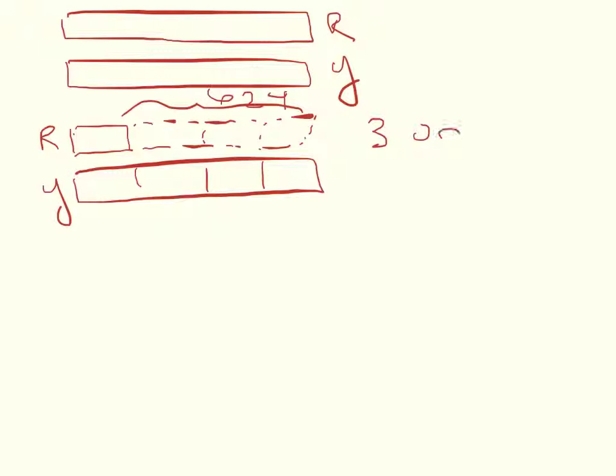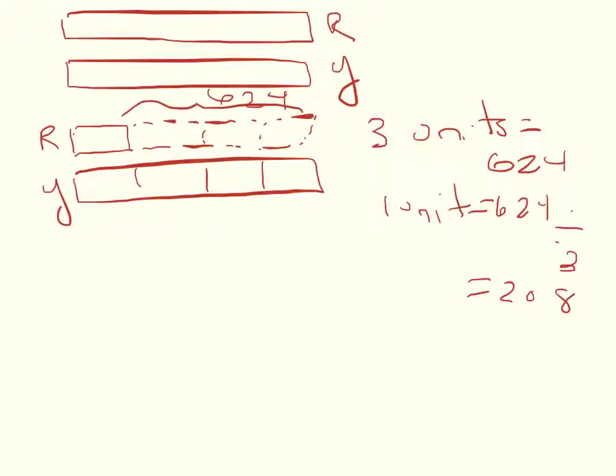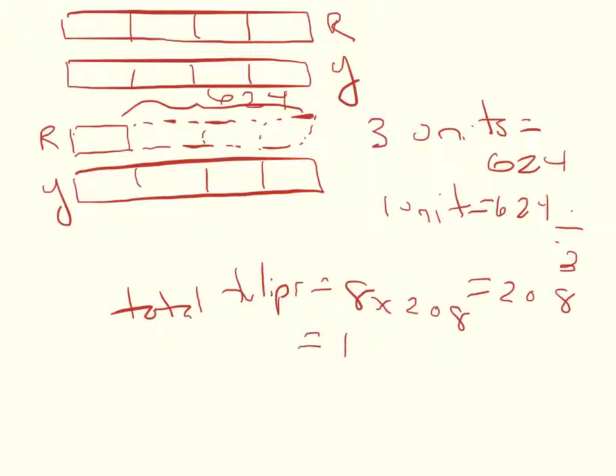So 3 units is equal to 624, so 1 unit equals 624 divided by 3, and now you can hear the phone ringing at my house, which is equal to 208 tulips. But the question is, how many tulips did she have in the beginning? And she had, so the whole red bar and yellow bar, so that would be a total of 8 units. So the total tulips should equal 8 times 208, which is equal to 1,664 tulips.